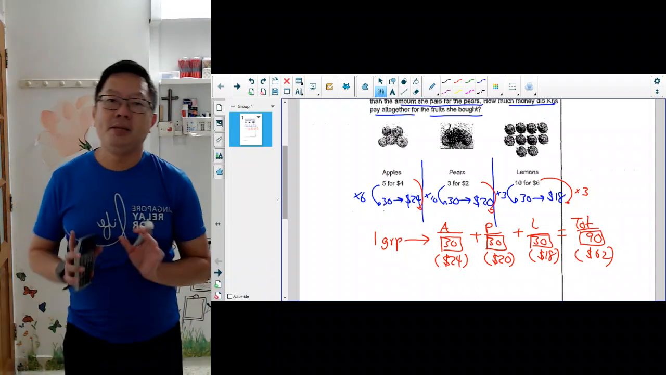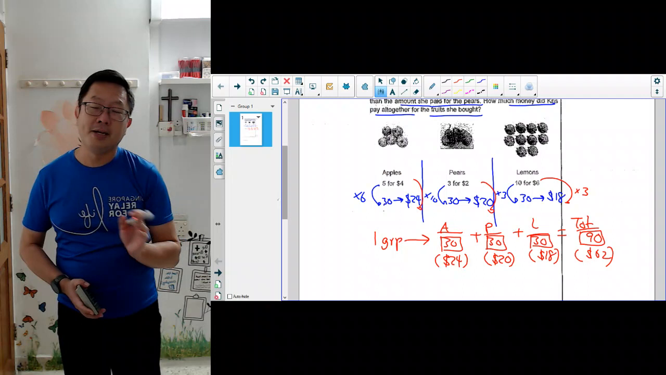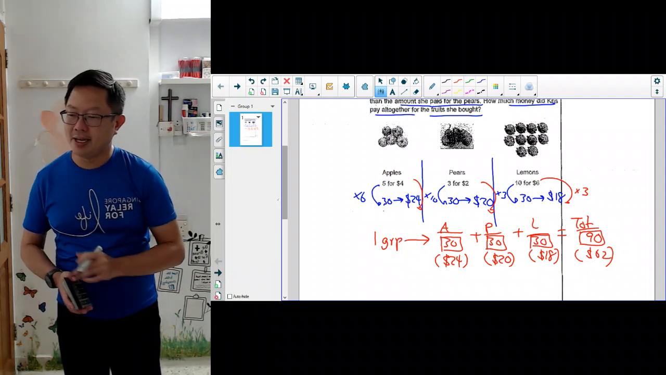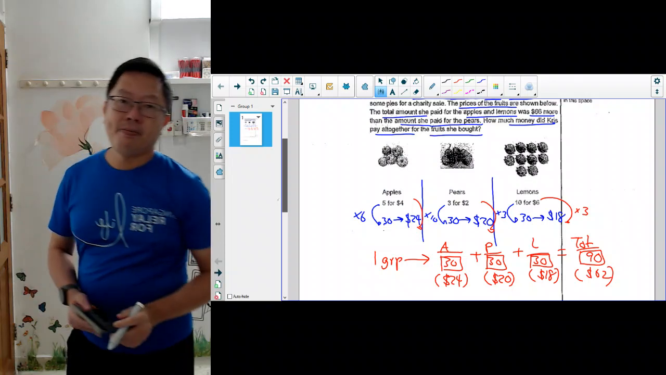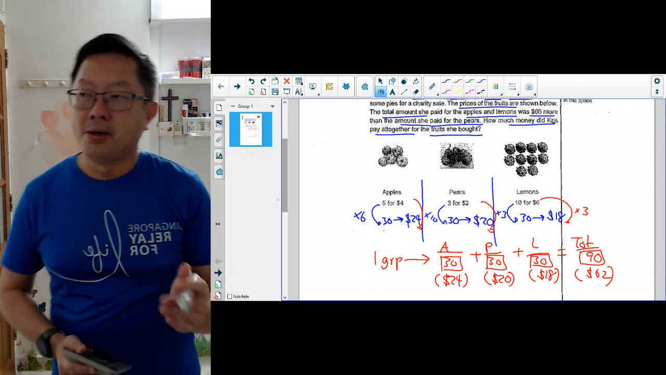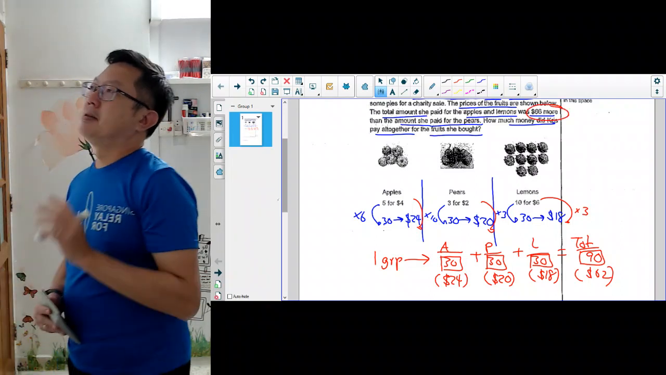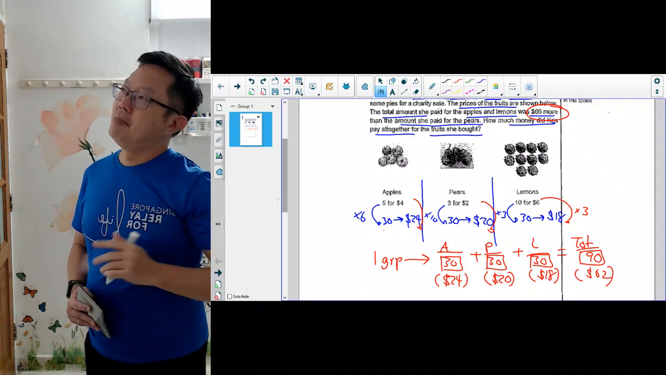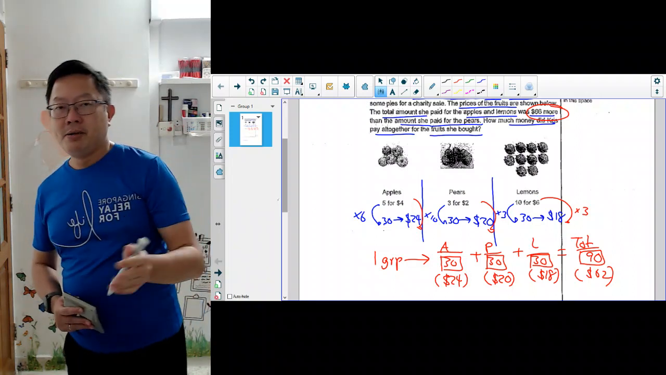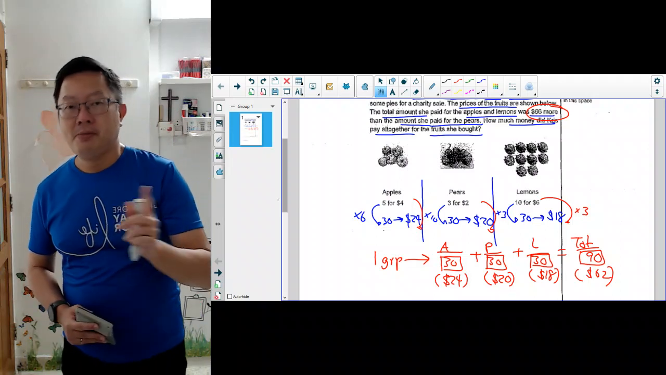And you have a complete one group. So the purpose of making one group is to find how many groups. So how many groups are there in this money? The total amount she paid for the apples and lemons was $66 more than the pears. So how many groups are there? Then what must you do? You have to go back to one group, right?